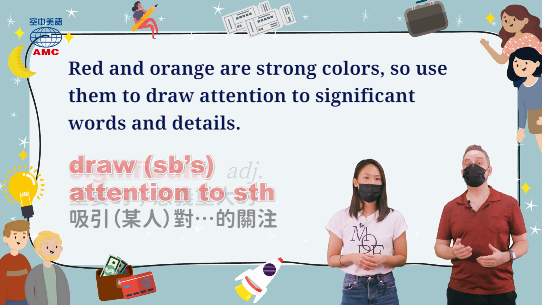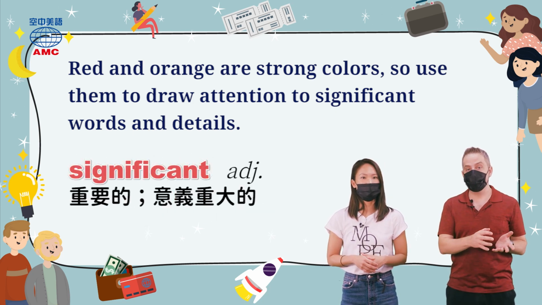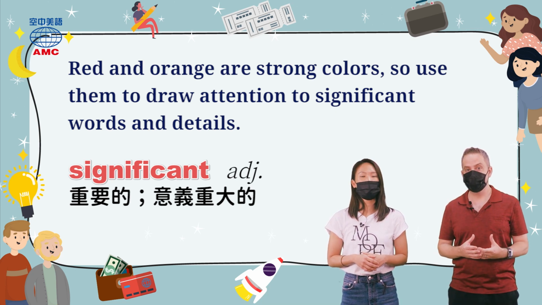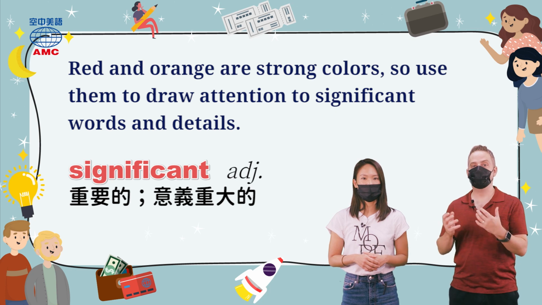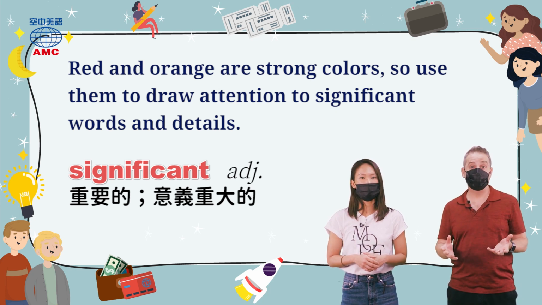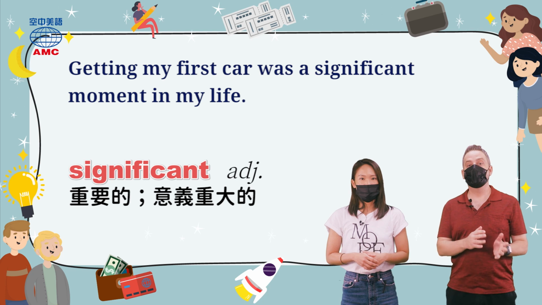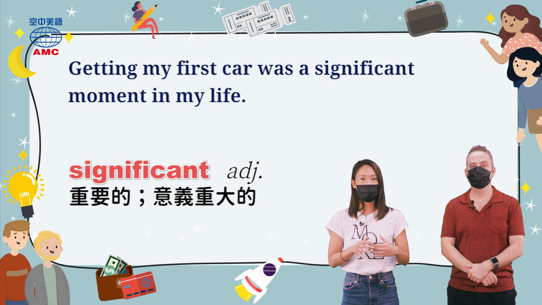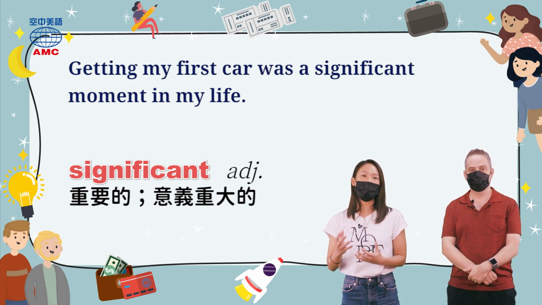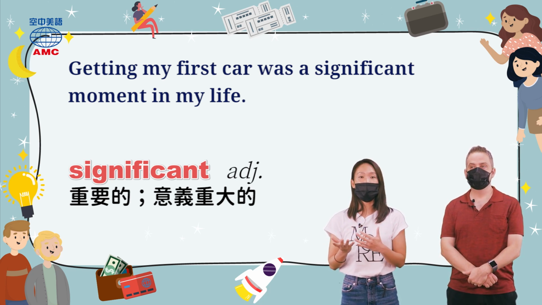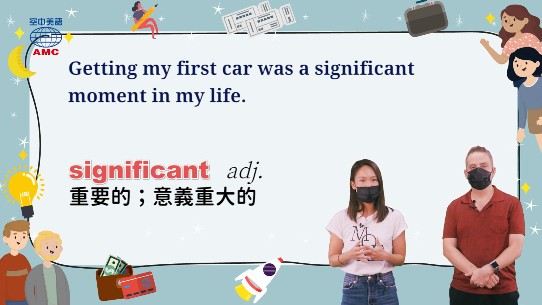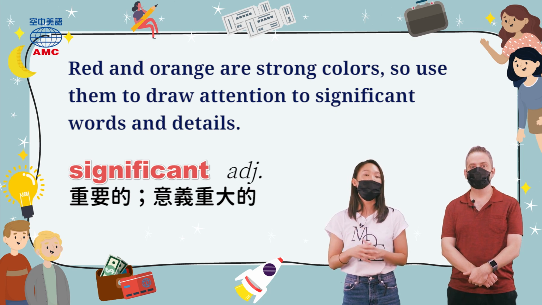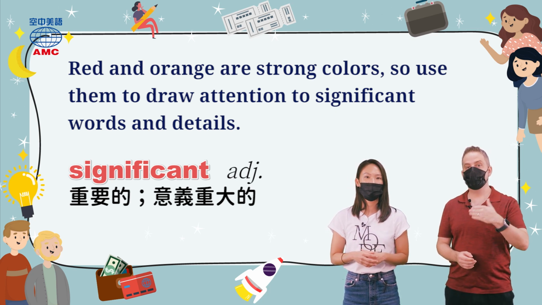Exactly. And you can probably guess from the context we're using, significant means important. It's something you want to pay a lot of attention to, something you might want to remember after the talk has finished. It's just important. For example, we could say, getting my first car was a significant moment in my life. A significant moment 那就是一个重要的时刻。那我们可以用 significant 这个形容词来形容东西事件是重要的。那用显眼的颜色来吸引观众对重要文字和细节的注意。 Okay, so that's all about the visual aids.